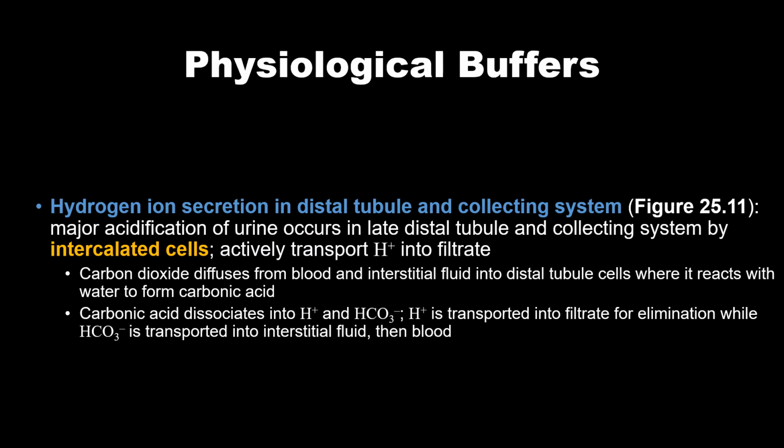The major acidification of the urine is going to take place in the late distal tubule and the collecting system. And this is going to happen in cells called the intercalated cells. These cells have primary active transport pumps in the plasma membranes that work to pump hydrogen back into the filtrate. In a figure you're going to see here in just a second, I want you guys to notice that the source of the hydrogen is actually going to be carbon dioxide.